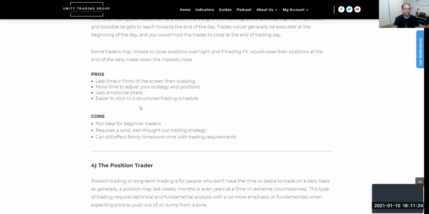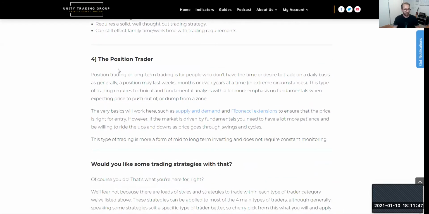The con is it's not ideal for beginner traders. That emotional element comes into play when you're dealing with highly volatile timeframes. Again, it's easier to stick to a structured trading schedule, but on the flip side of that, if you have to be in front of the screen at 9 to 10:30 on a daily time frame, it can make it a little bit limited if you've got a job or you've got to drop kids off at the school or other things like that. The position trader.